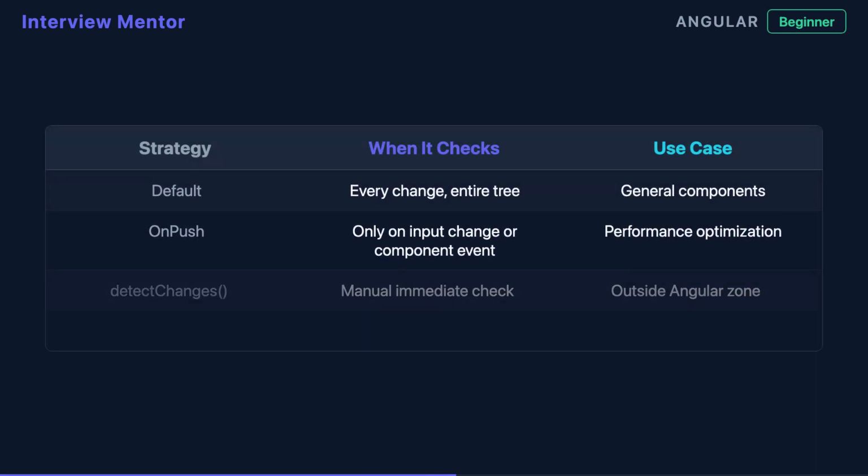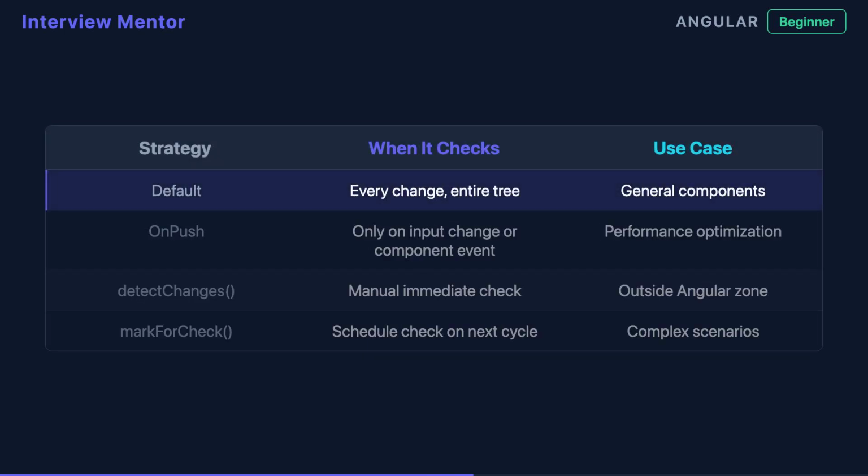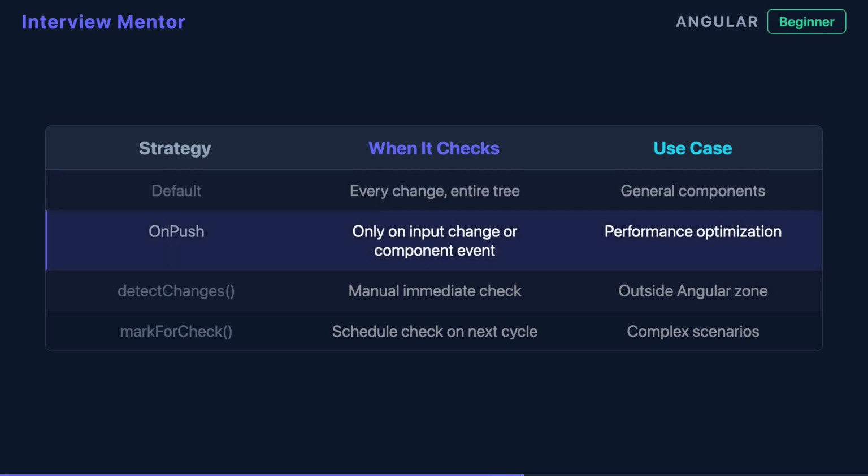For performance optimization, Angular offers the OnPush change detection strategy. Instead of checking every component on every change, OnPush only checks a component when its input properties change or when an event originates from the component itself. This dramatically reduces the number of checks for components with stable inputs.